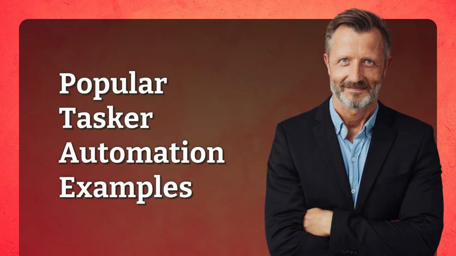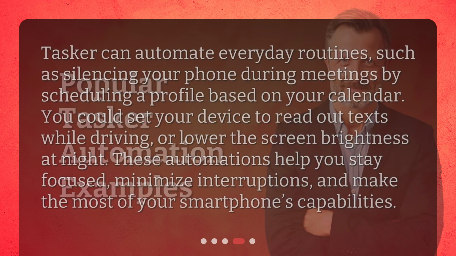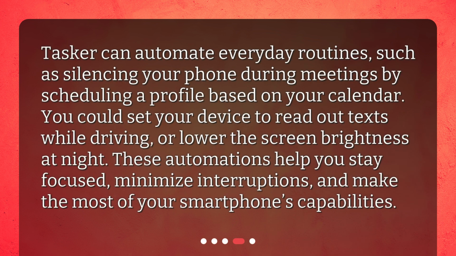Popular Tasker automation examples. Tasker can automate everyday routines, such as silencing your phone during meetings by scheduling a profile based on your calendar. You could set your device to read out texts while driving or lower the screen brightness at night. These automations help you stay focused, minimize interruptions, and make the most of your smartphone's capabilities.